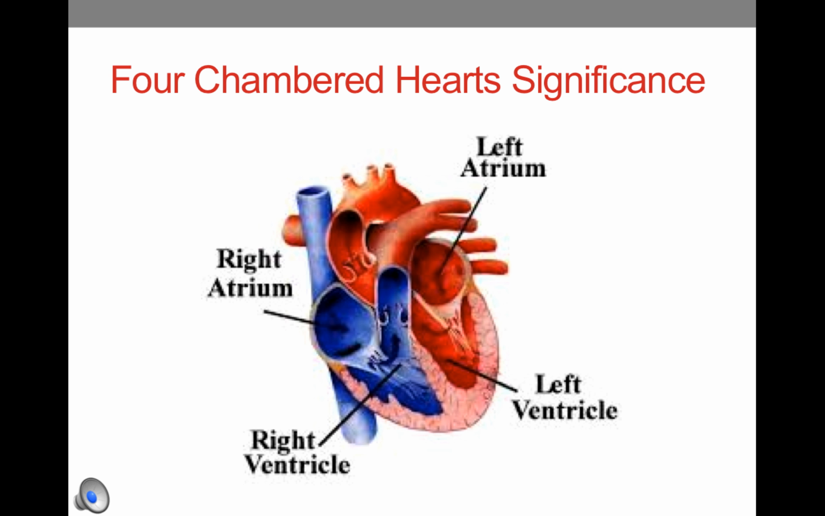The oxygenated blood is separated from the deoxygenated blood, which improves the efficiency of double circulation and is required for the warm-blooded lifestyle of mammals and birds. Four chambers means no mixing of deoxygenated and oxygenated blood, and therefore more oxygen gets to the tissues. Four-chambered hearts also allowed for mammals to become warm-blooded.